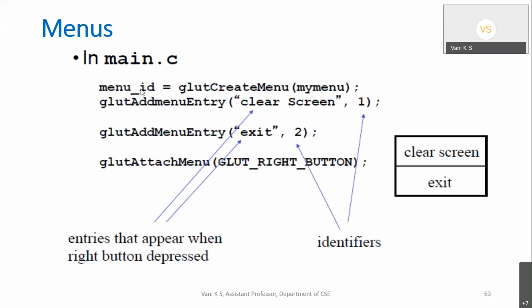Then how to add the menu entries? It is through this glutAddMenuEntry OpenGL function. What should be the parameters? What should be your display string? Clear screen. This is a menu. The output of this code is the screen. So what should be the display name here? Clear screen. And then there is an identifier for this clear screen.